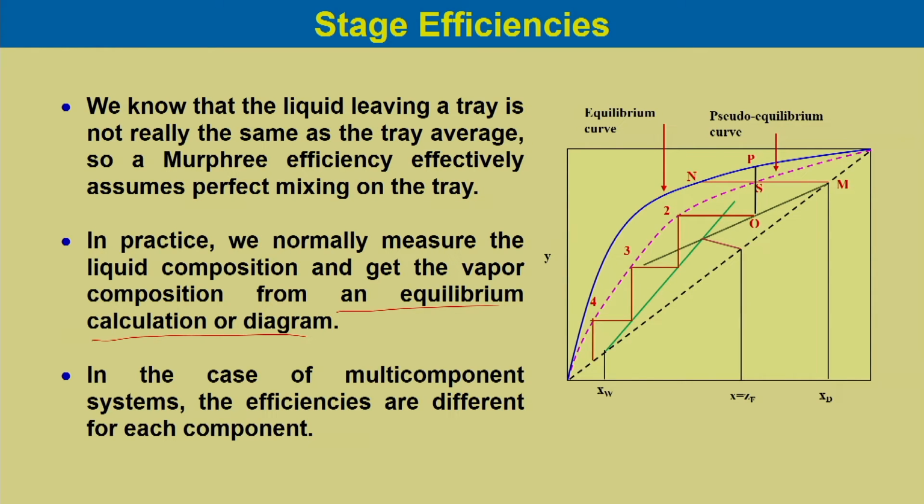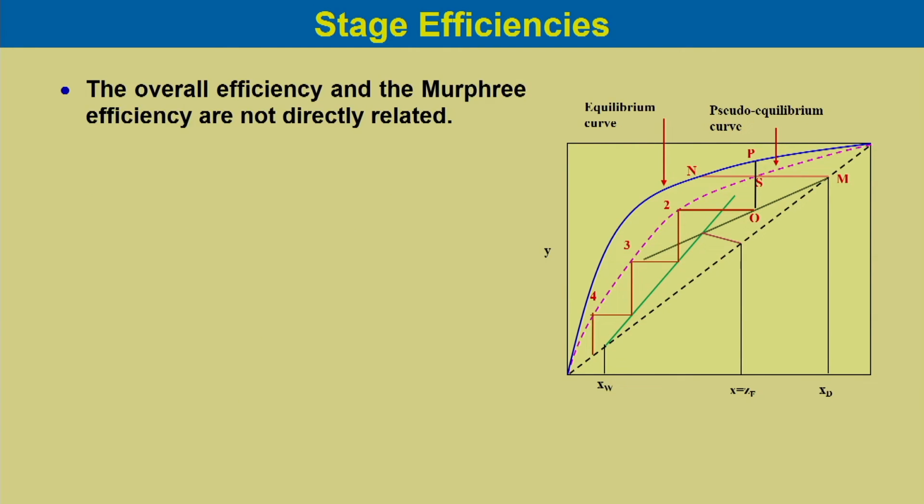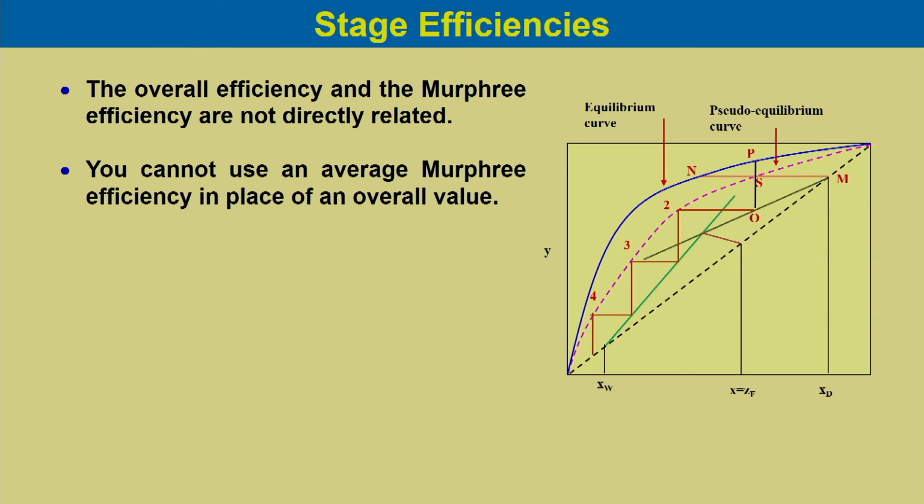In the case of a multi-component system, the efficiencies are different for each component. The overall efficiency and the Murphy efficiency are not directly related, and you cannot use an average Murphy efficiency in place of an overall value.